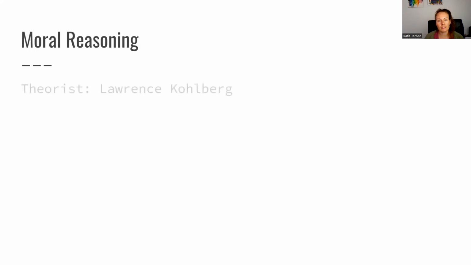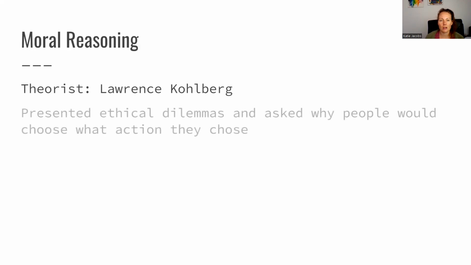There's also moral reasoning. The theorist for this is Lawrence Kohlberg. This is also a stage theory, so we'll see it across the semester. With the levels and stages of moral reasoning, Lawrence Kohlberg presented ethical dilemmas and asked why people would choose the action they chose. At some point in the semester, after we learn more of the stages and levels, we'll actually do some of these in our online class because it's kind of fun.